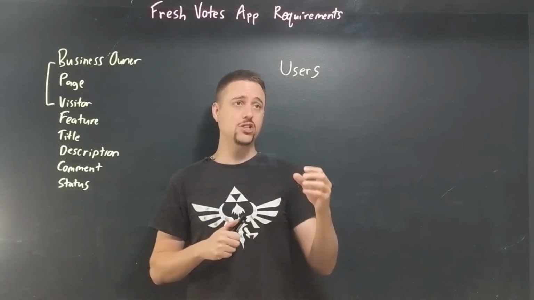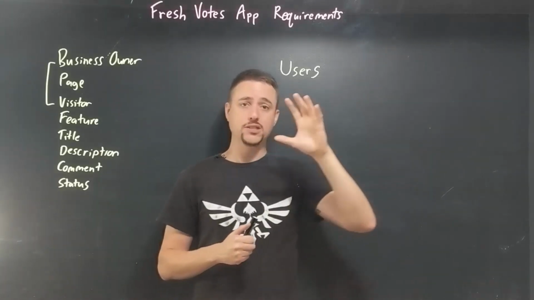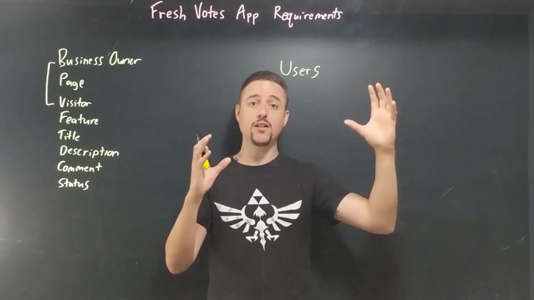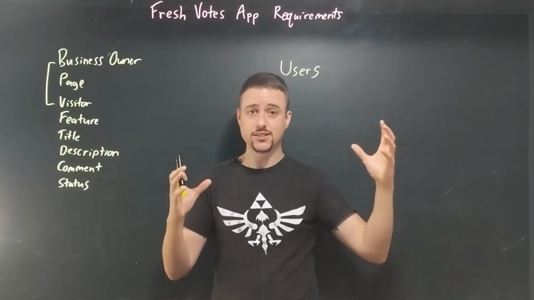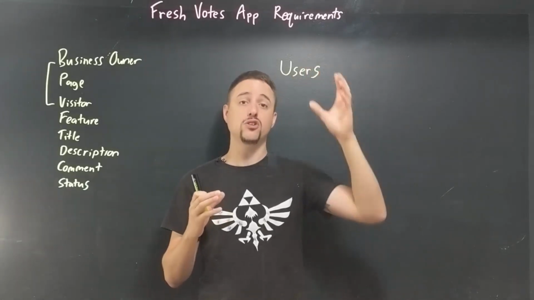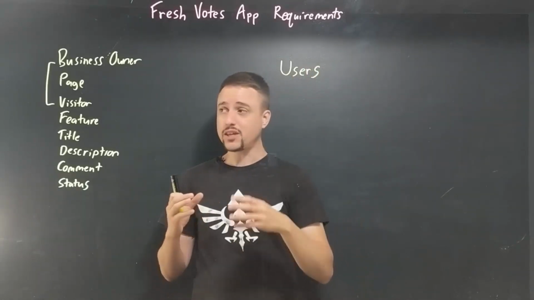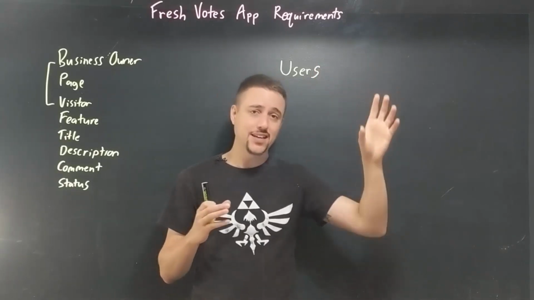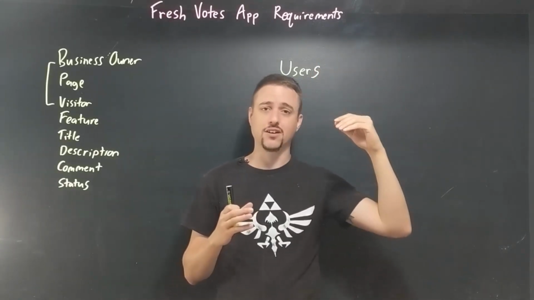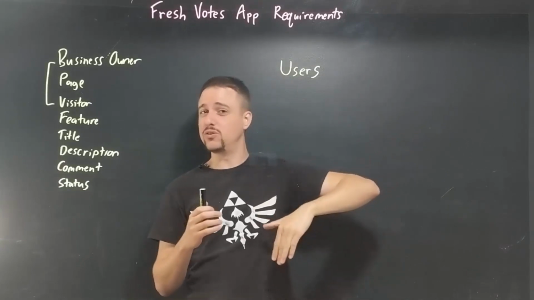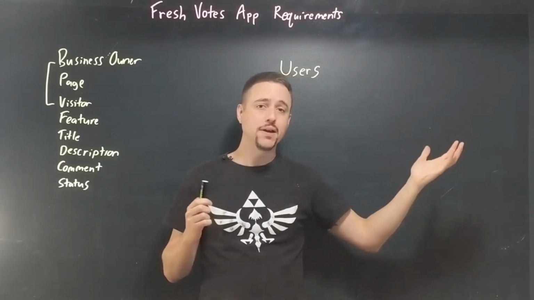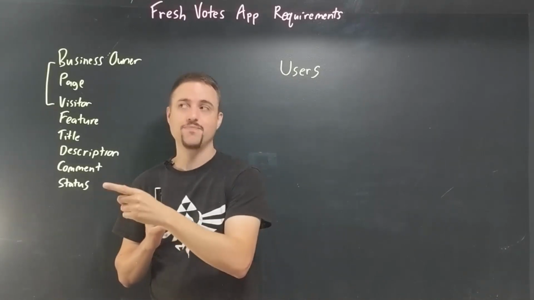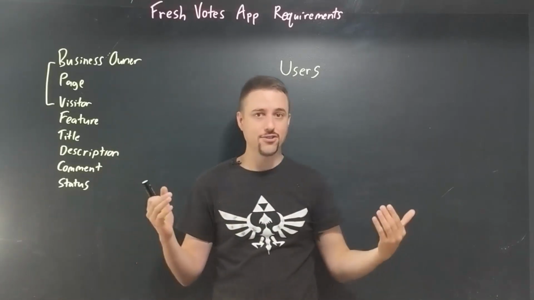So a page is essentially the business owner wants to have a space that you can go to, a URL that they can send you to that will represent essentially all the feature requests, right? You want to see a list of all the feature requests that are pending, ones that are in progress, ones that are being considered, ones that are closed, ones that are open, ones that are in development. All these different statuses will be on a page, right?